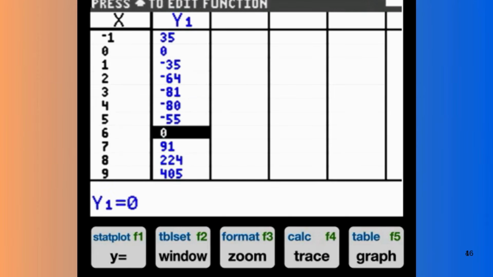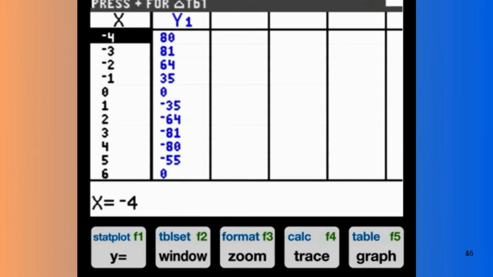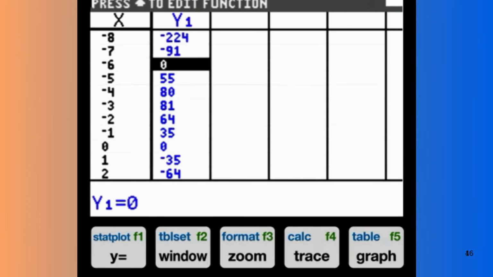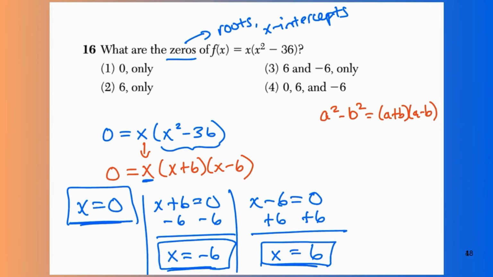And then I don't see any more zeros this way, but if I scroll up to the negative values, I find one more right here. So y is also 0 when x is -6. So we've confirmed all three of our roots or our zeros, which are -6, 6, and 0. And so that is going to be answer choice number 4.